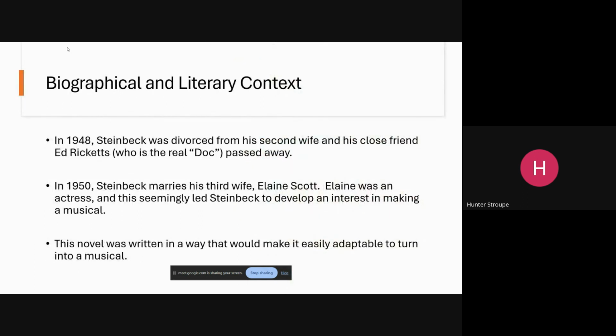For biographical and literary context, I put in 1948, about 6 years before the release of this novel, Steinbeck was divorced from his second wife, and his close friend, Ed Ricketts, who is the real Doc from Cannery Row and in Sweet Thursday as well, passed away. In 1950, Steinbeck marries his third wife, Elaine Scott. Elaine was an actress, and this similarly led Steinbeck to develop an interest in making a musical. After finding out that there was some interest in turning Cannery Row into a musical, Steinbeck would go on to write Sweet Thursday as a novel that would be more easily adaptable to turn into a musical.